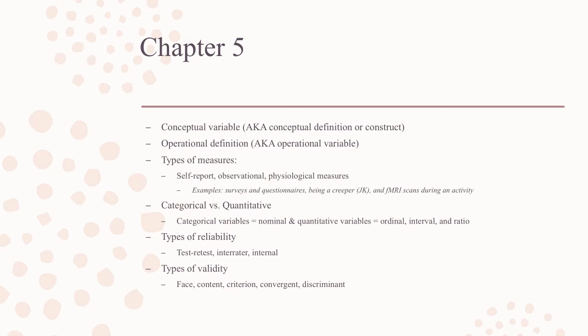Types of reliability, we have our test-retest, interrater, and internal. Test-retest means that if a participant were to take some test, would they get a similar score the next time they take it if maturation effects didn't play a role, or history effects, or whatever.